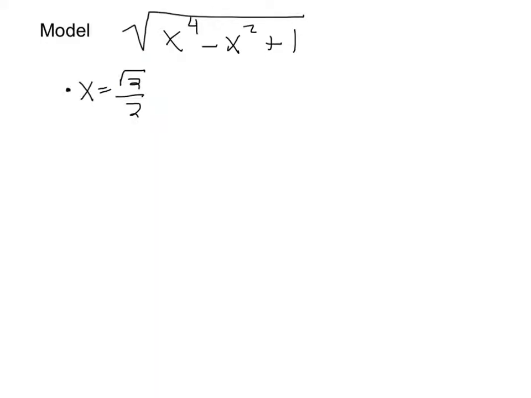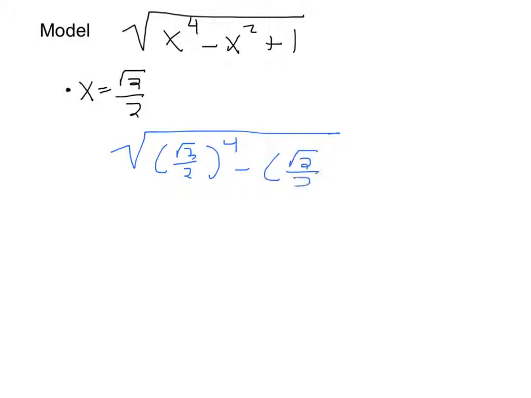Here I'm going to work out the problem. You just have to plug in x equals root 2 over 2 every time you see x. So you've got your root, 2 over 2 to the fourth, and then it's minus x squared, so minus root 2 over 2 squared, and then plus 1.